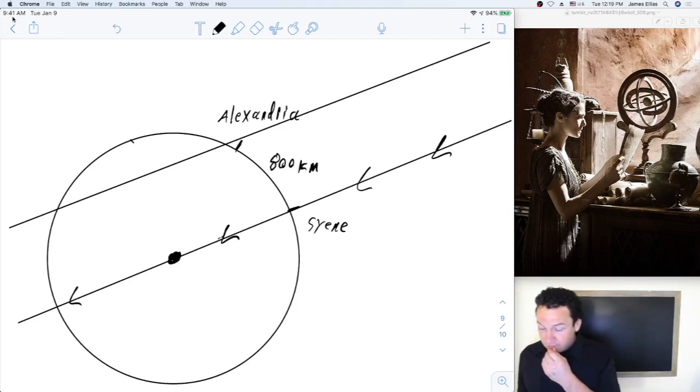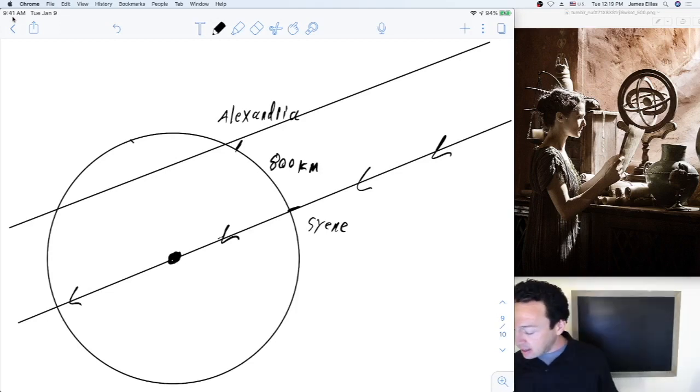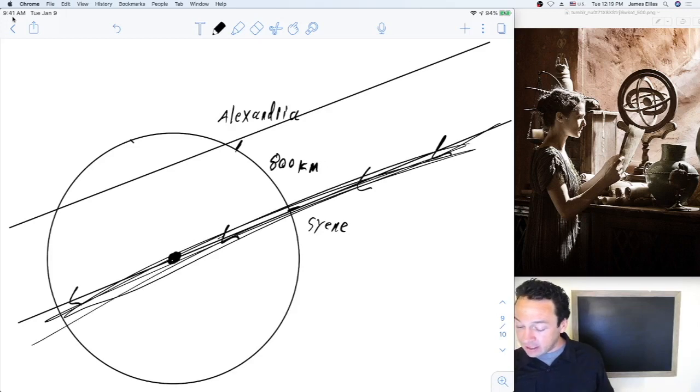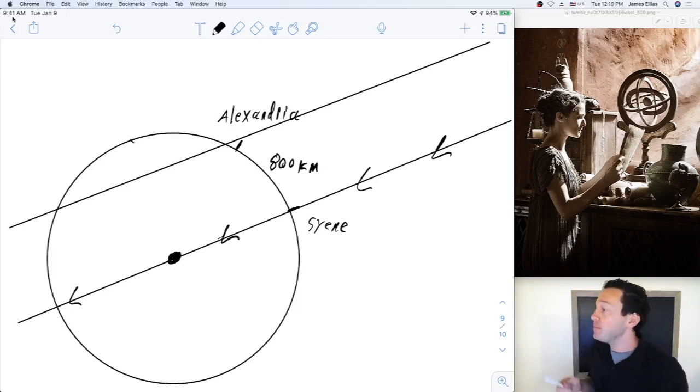Now, once the man gets from Alexandria to Syene, what the guy does is he looks down a well at noon on the longest day of the year. This is called the summer solstice, by the way. He looks down the well and he sees that at noon, the sun is able to illuminate the bottom of the well, which proves that the sun is indeed overhead, and indeed these light rays right here are striking Syene directly.